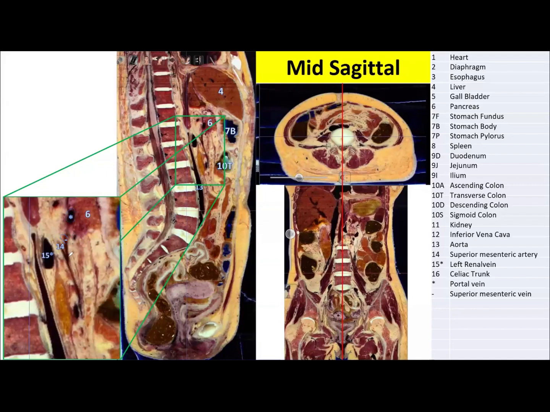Okay, look, they might ask you about this. You have the superior mesenteric vein going into the portal vein. Okay? You need to know this. Superior mesenteric vein going into the portal vein. And this is the superior mesenteric artery. It's not going into the portal vein. And then you have 15, which is the left renal vein. I'm not going to ask you about this, that's more renal.